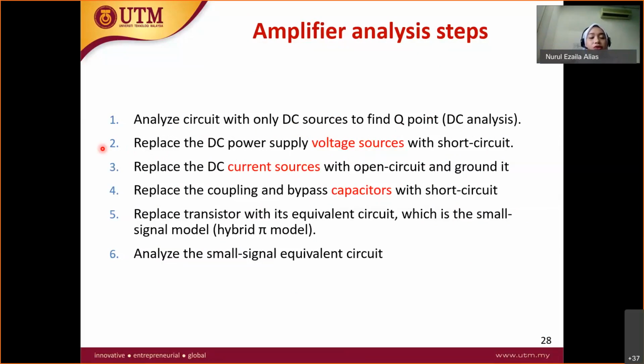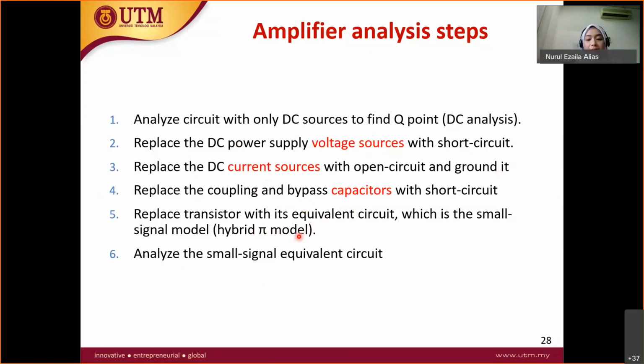What do you do? You have to replace the DC power supply with a short circuit. Then you replace the DC current source with an open circuit and ground it. And what happens to the capacitor? During DC analysis, the capacitor is an open circuit, but during AC analysis, the capacitor is a short circuit. Then you replace the BJT itself with the hybrid pi model.